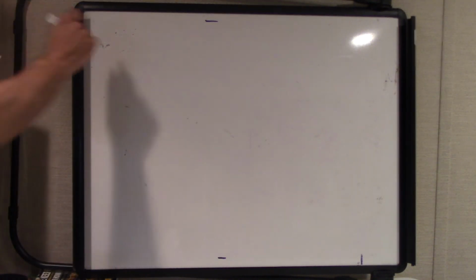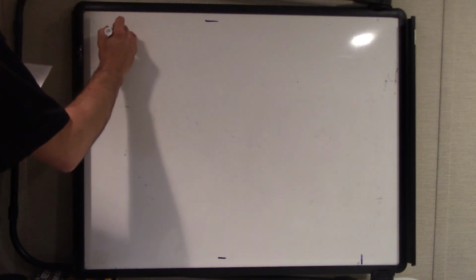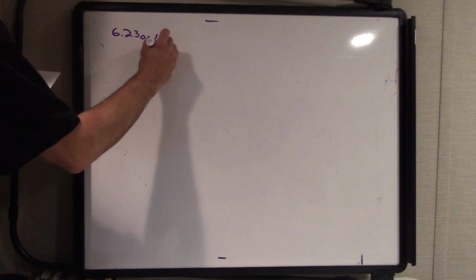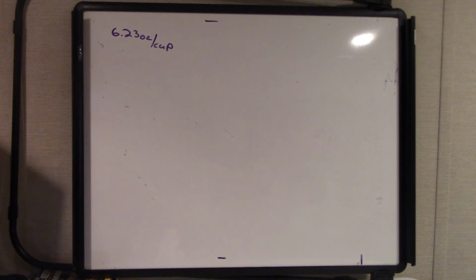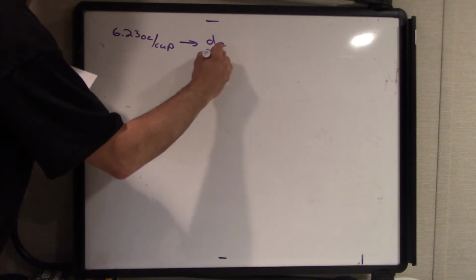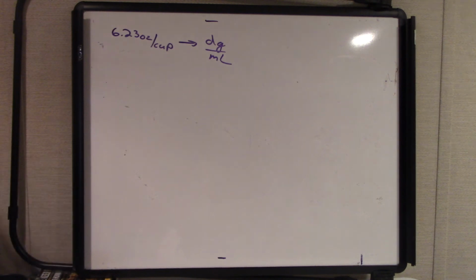In the PowerPoint slide, the one we put up is we went from an English density, 6.23 ounces per cup, and what were we trying to go to? We are trying to go to a metric density, decigrams per milliliter.